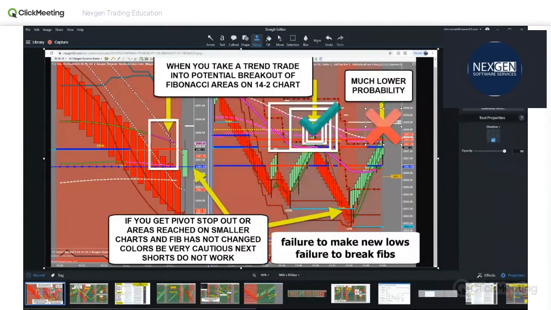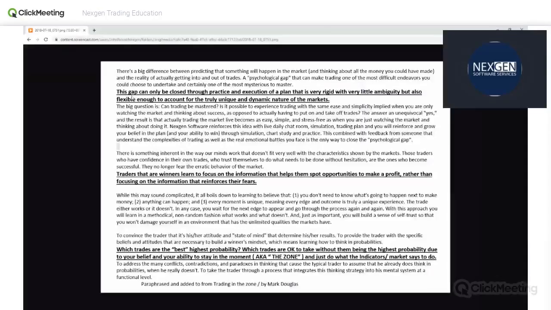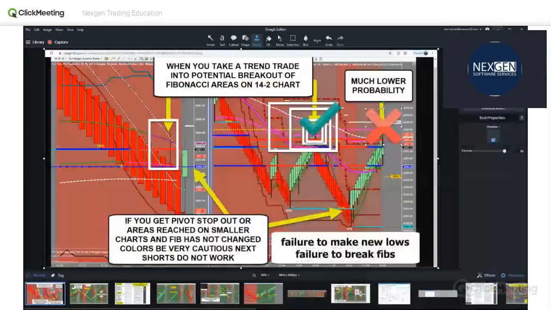So when I use terms like the gap between what you should do and shouldn't do has to be closed through practice and execution of a plan that is very rigid, very little ambiguity, but also is flexible enough to account for the dynamic nature of the markets. This is what I'm talking about. And look, Melby, and again, I know you did some work trying to do some automated systems, but the automated system at X sees the same thing that it sees at the check mark. One of them wins and then one of them gets pummeled.